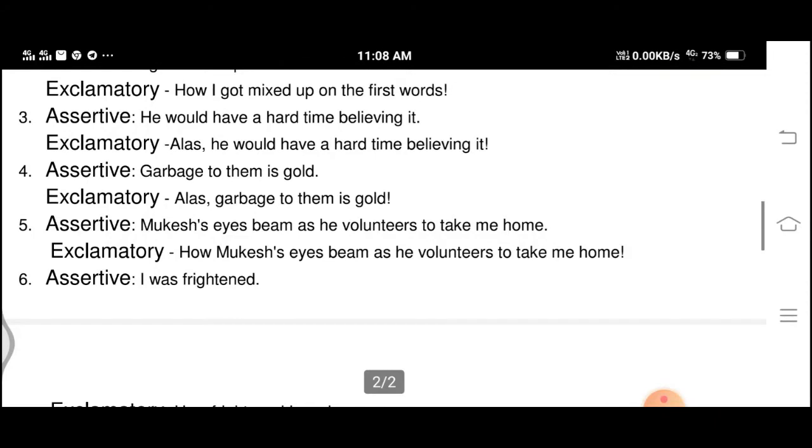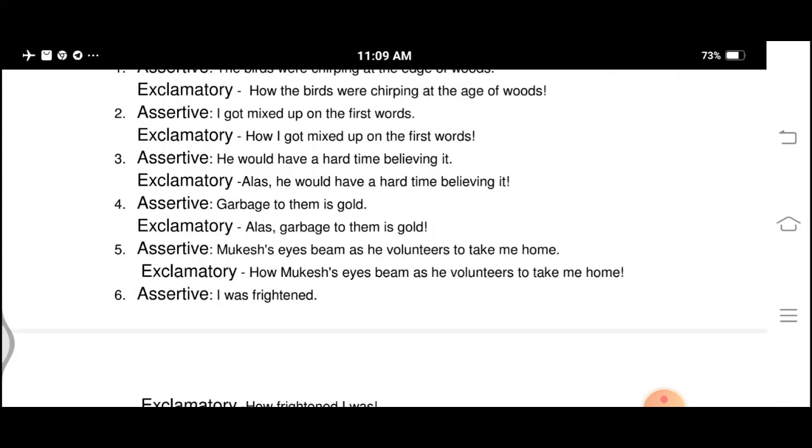He would have a hard time believing it. It shows grief and sorrow. This assertive sentence shows the grief and sorrow. That is why you have to use alas. Alas, he would have a hard time believing it. After reading this sentence, we can understand that a grief has been shown in it. That is why at the time of changing a sentence from assertive to exclamatory, we have to use alas, then subject, then the particular helping verb, then the rest of the sentence, and at the end an exclamation mark.